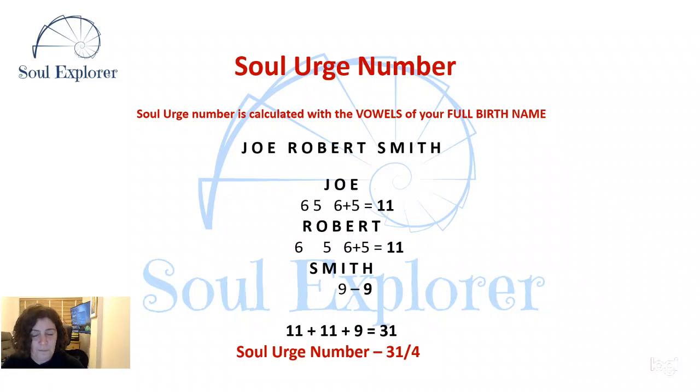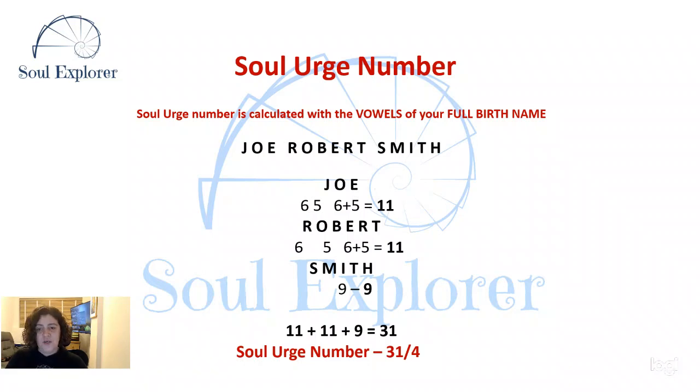So for example, Joe Robert Smith. That is the name on Joe Robert Smith's birth certificate, not Joseph. His parents put Joe Robert Smith on his birth certificate. Right. So you must always break the name down.